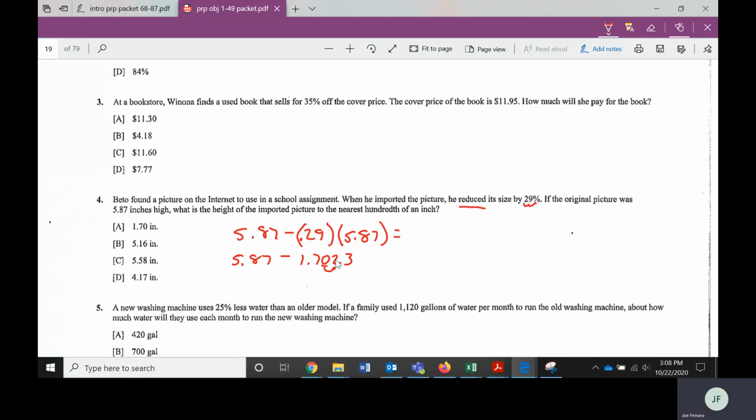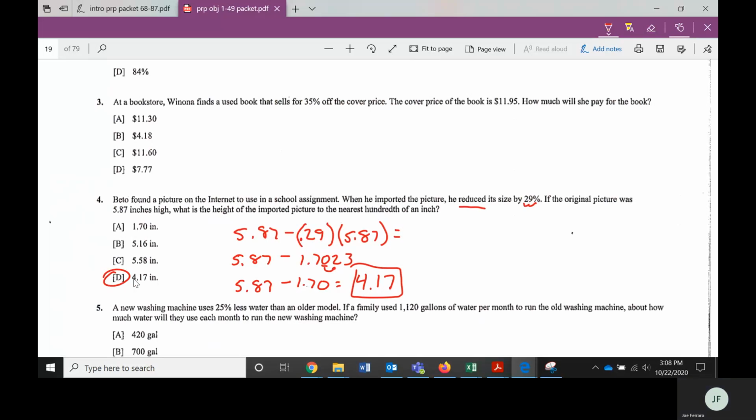Again, if this is 0 to 4, this stays the same. If this is 5 to 9, this bumps up 1. So here we would go 5.87 minus 1.70. It's going to stay the same. So we take our calculator, 5.87 minus 1.70. And we get the new picture would be 4.17 inches, which is right here.